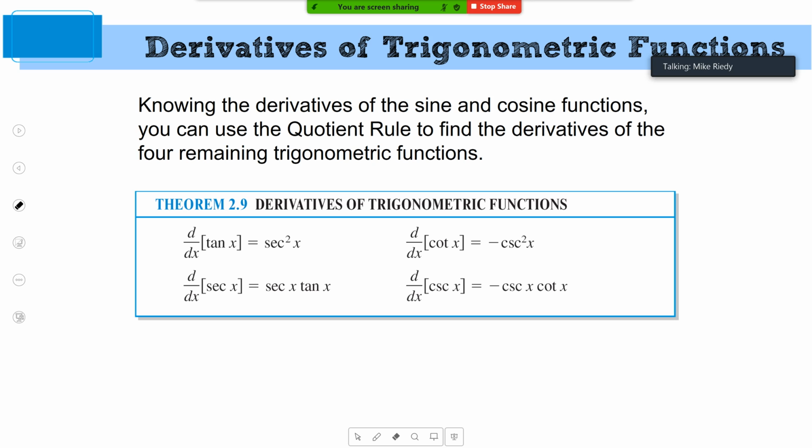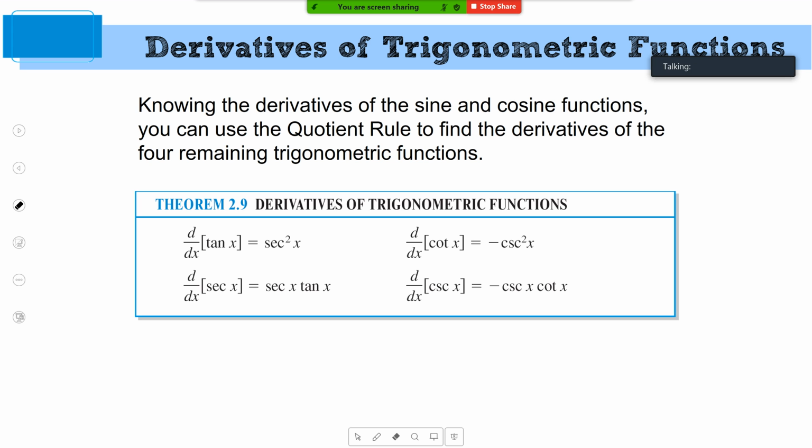And if you're good at pattern recognition, you also realize the derivative of tangent is secant squared, cotangent is cosecant squared with a minus sign because it's a cofunction. Secant is secant tangent, cosecant is cosecant cotangent with a minus sign because it's a cofunction. Okay, whatever works for you.